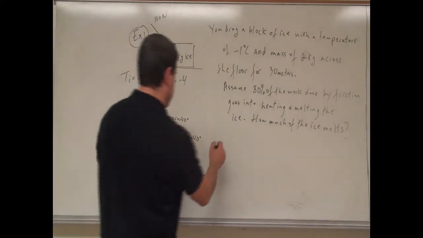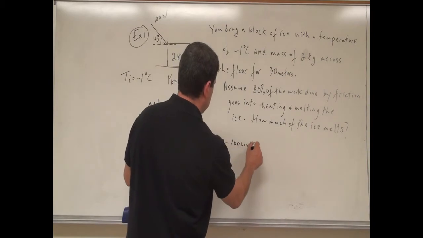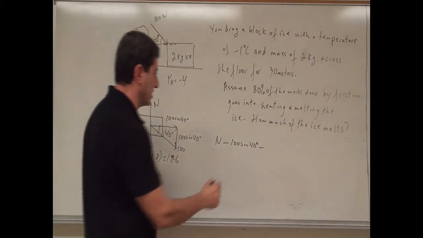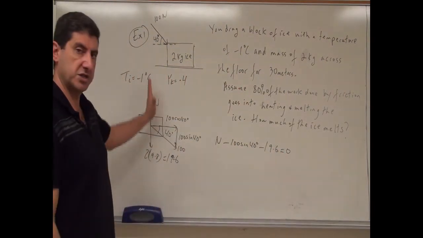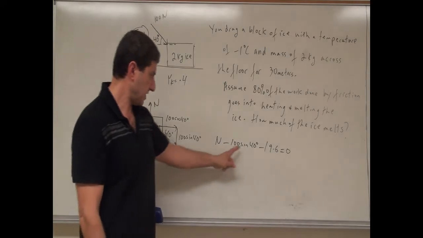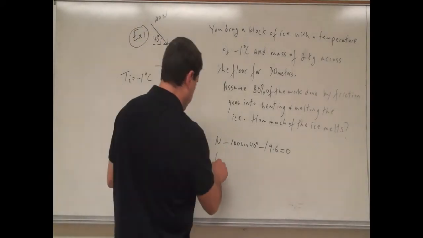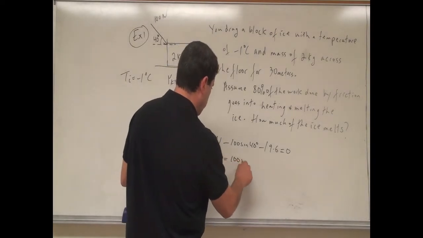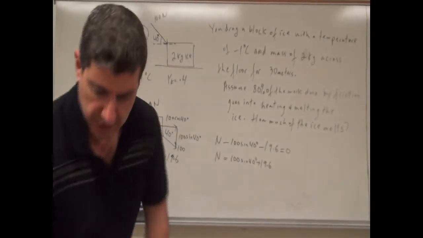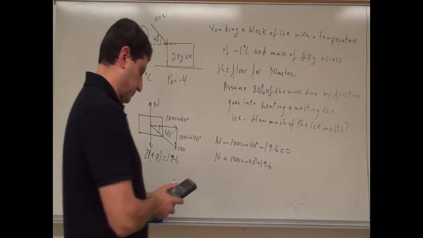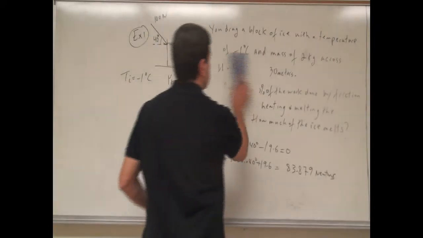So we can say N minus 100 sine of 40 minus the weight of the object, 19.6, is equal to 0. So in the vertical direction, since there's no acceleration, all the forces must add up to 0. So using this equation, we can calculate the normal force. N is equal to 100 sine of 40 plus 19.6. So let's calculate that.